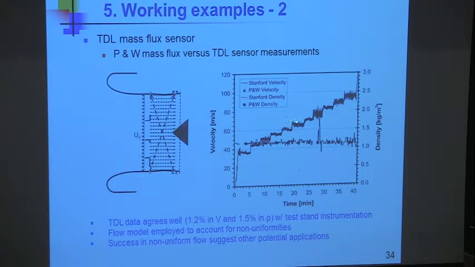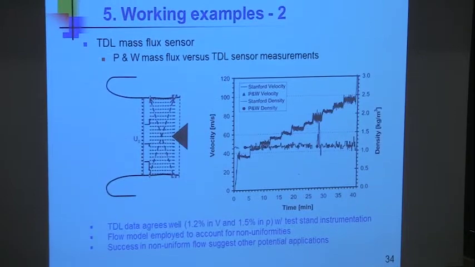This is our measurement. As they ramped up their engine over minutes, intermittently they would make measurements. So we measured the density, we measured the velocity, we measured the mass flux. When we were all done, we agreed within about 1% with their traditional instrumentation. But our system would have the potential to be used in flight.